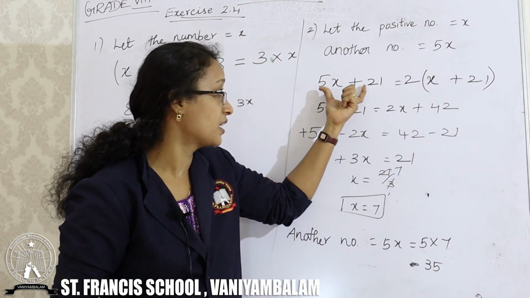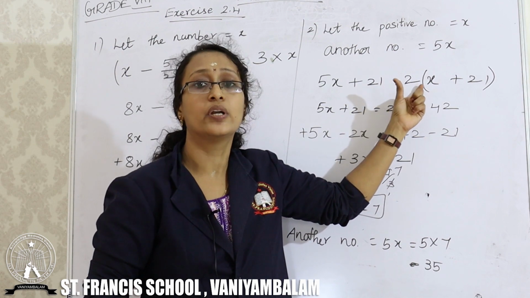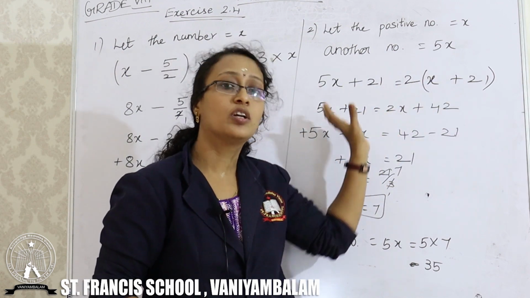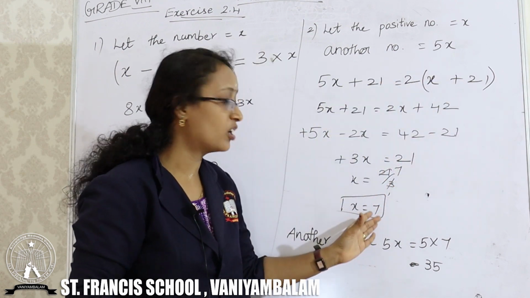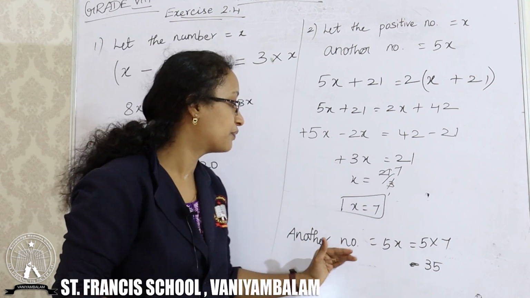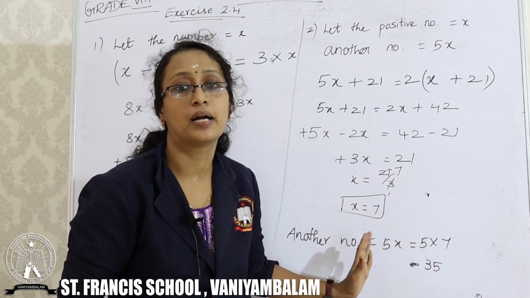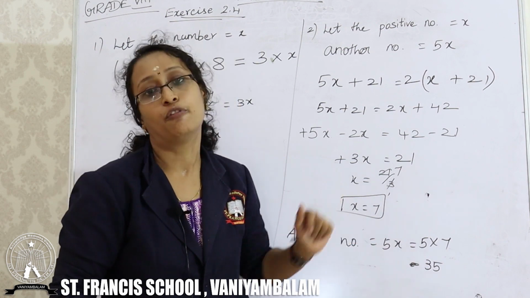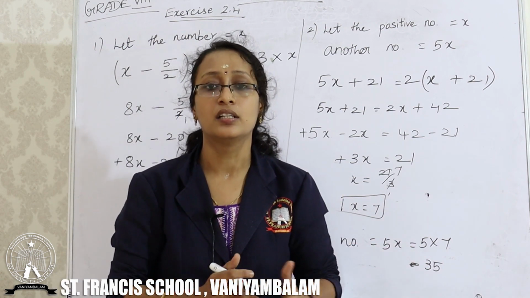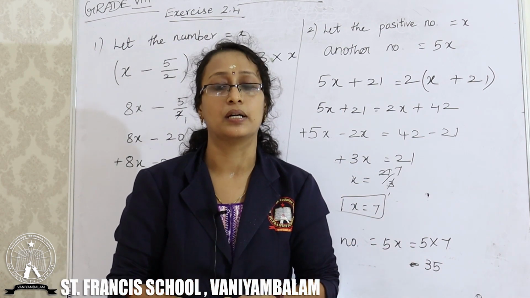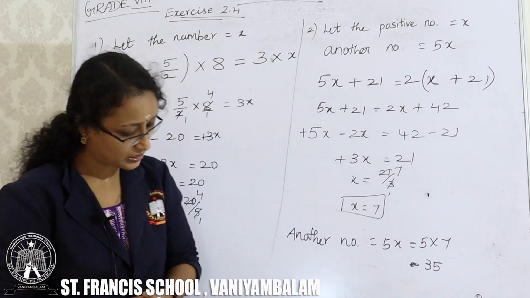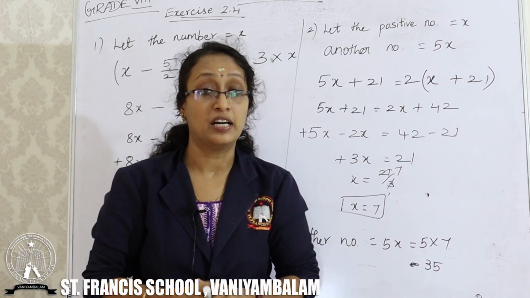So, x plus 5x plus 21 is equal to 2 into x plus 21. We got both the sides expression. Solve this, get the x value. After that, find the another number by multiplying x with 5. You will get the another number. Yes? So, next, problem number 5.